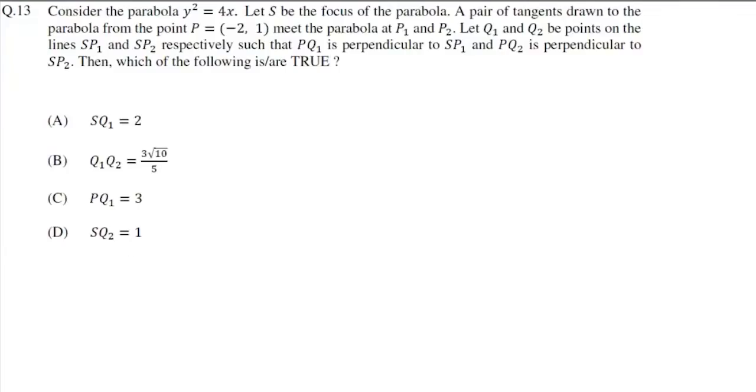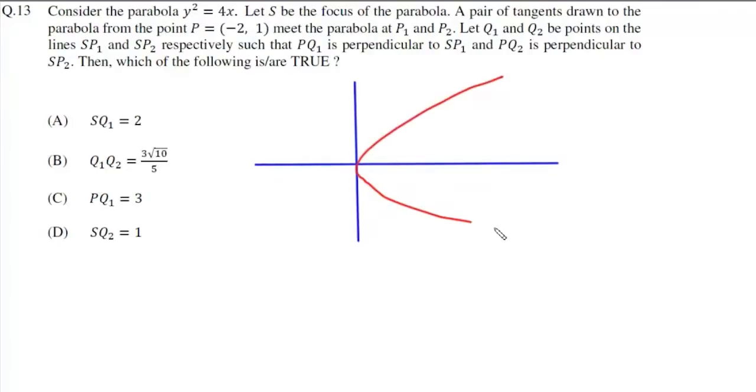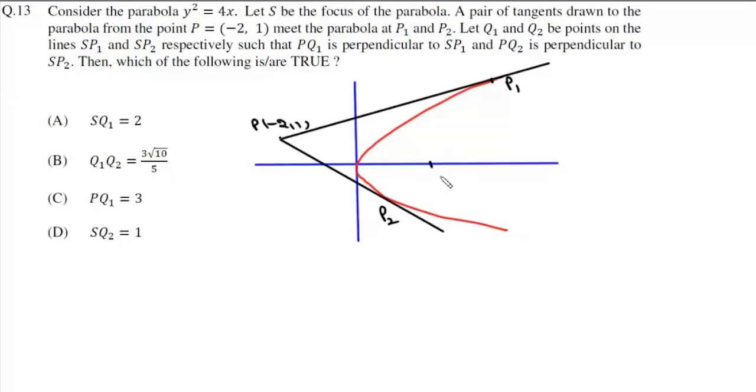Now the question is, consider parabola y square equals 4x. Now we have this parabola and then it says we have this point P minus 2, 1. And from this point, tangents are drawn to this parabola, which touch the parabola at points P1 and P2. Now, the focus of this parabola is S, and in this case, a is 1. So the focus is at 1, 0.